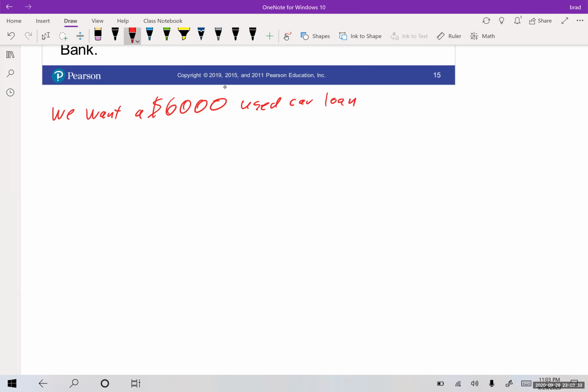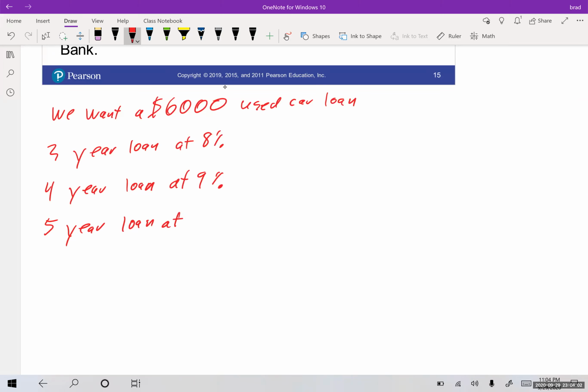Okay, your bank offers you a 3-year loan. So I'm going to write out the loan terms. 3-year loan at 8%, a 4-year loan at 9%. And this is the way it normally works. The more years on the loan, the more interest they charge you because it's more risk to them. So they want to make more money off of it. And then a 5-year loan at 10%.